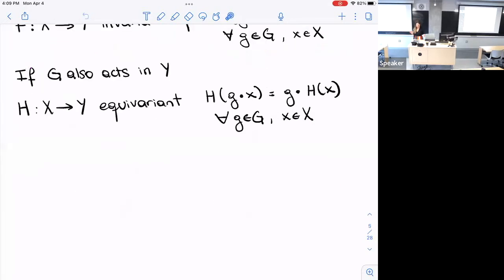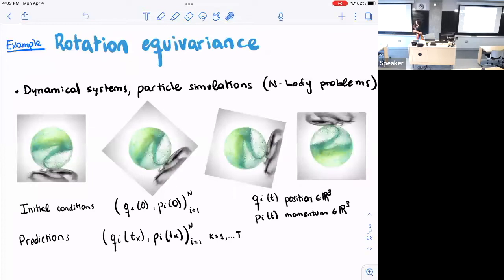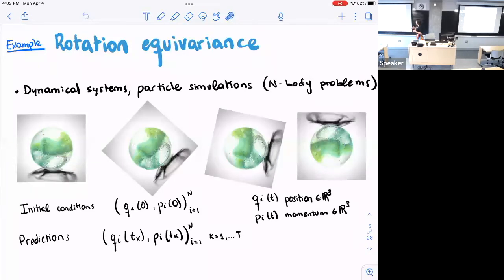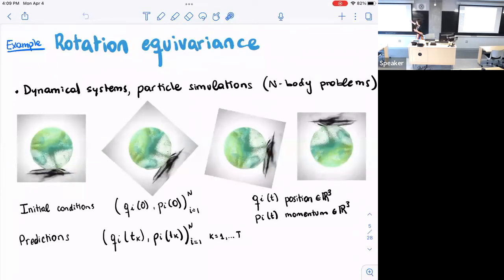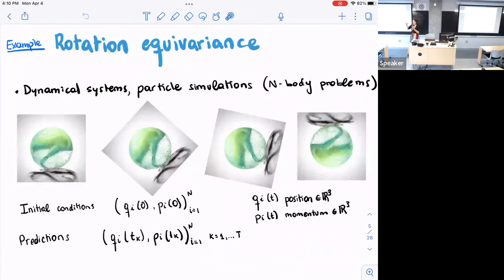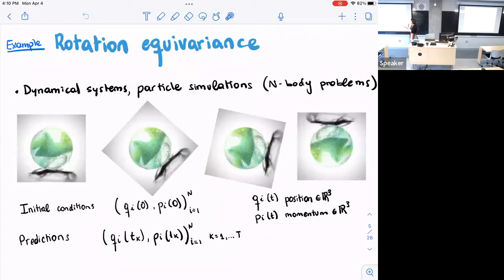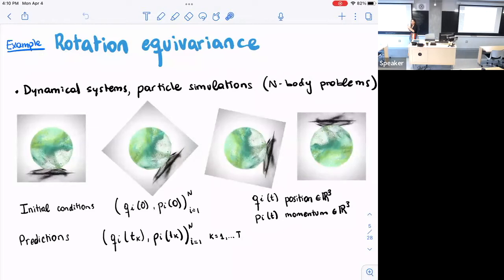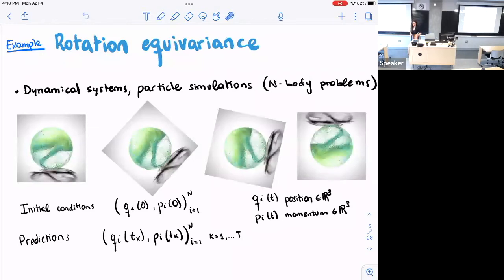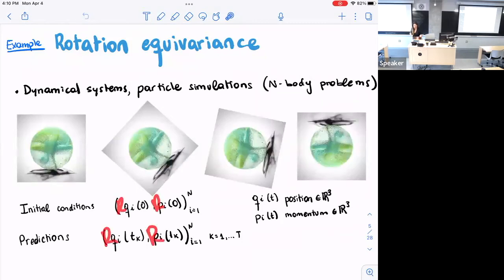So I have this example: say I have a machine learning method or a function that predicts the positions and velocities of particles in a dynamical system. If I take my system and rotate every particle and every velocity, then the prediction should rotate in the same way. So that's one form of equivariance with respect to rotations: if I apply a rotation to your positions and momenta, then the prediction rotates in the same way.